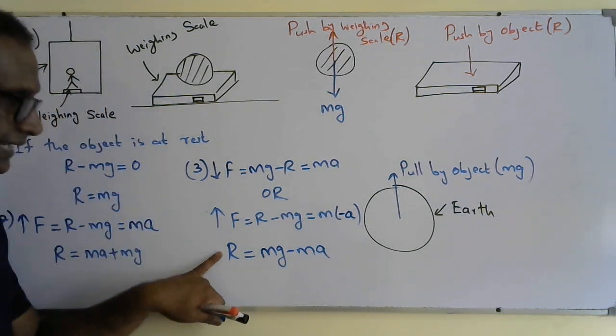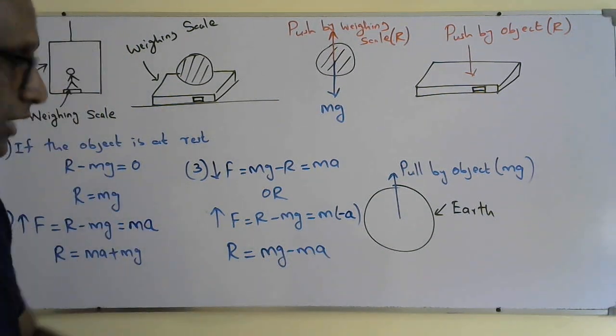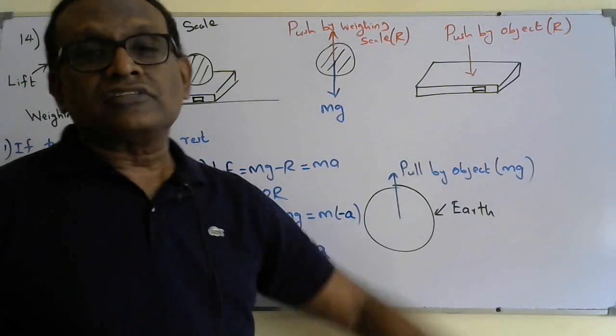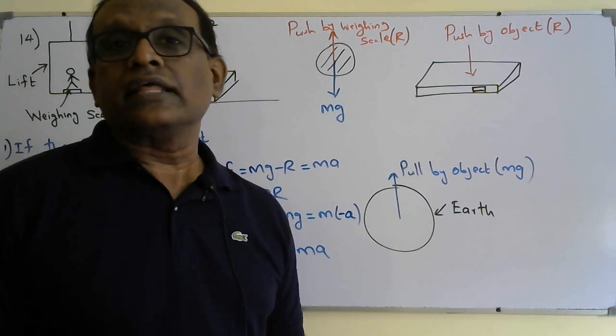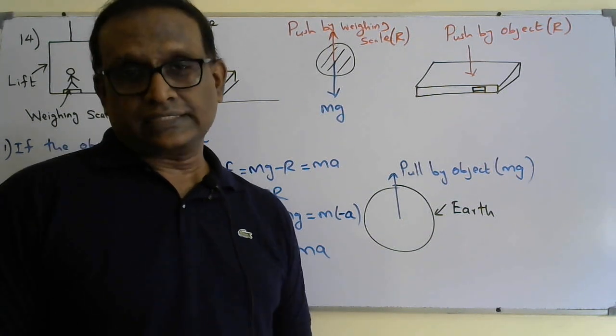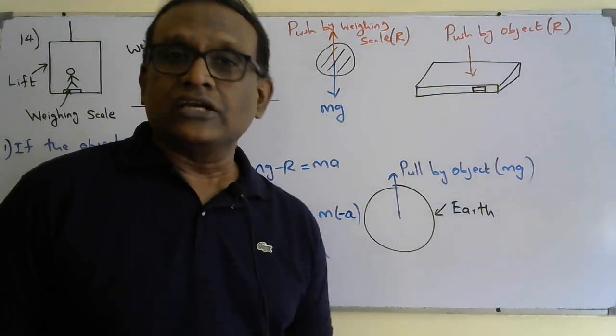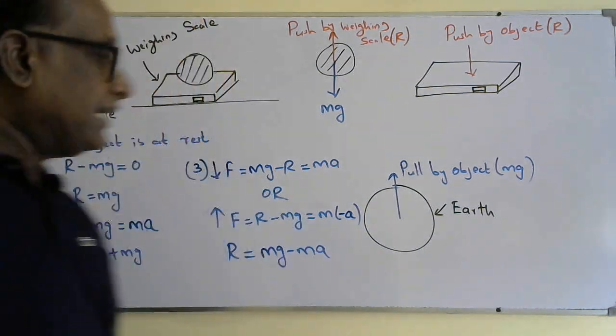That means the normal reaction will become smaller than the weight. You are subtracting a quantity from the weight. So the reading of the weighing scale will become smaller than the weight of the object. Okay, so this is the explanation I can give related to reading of a weighing scale. So I explained everything already.